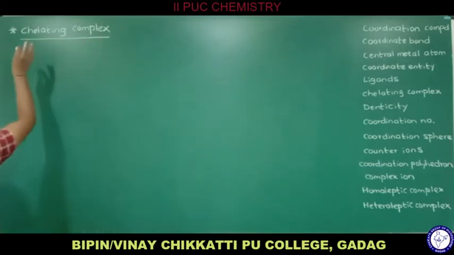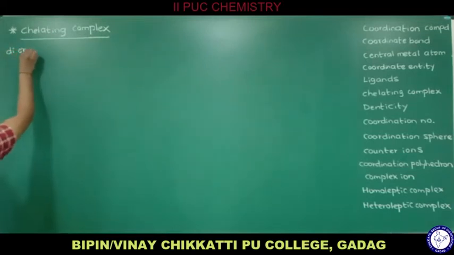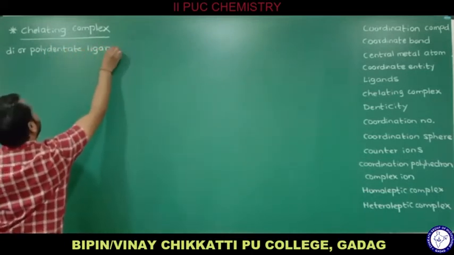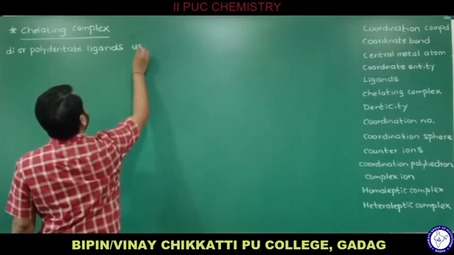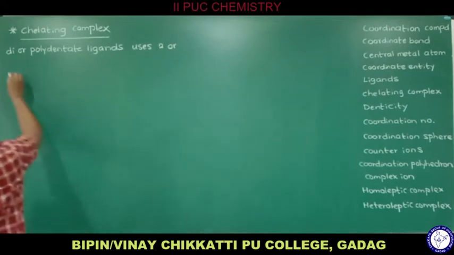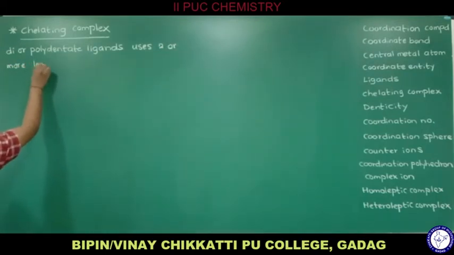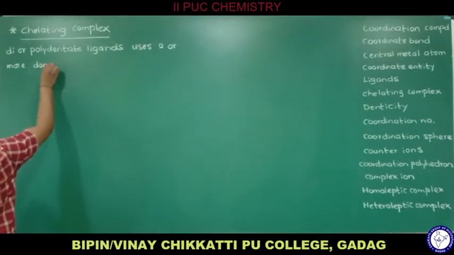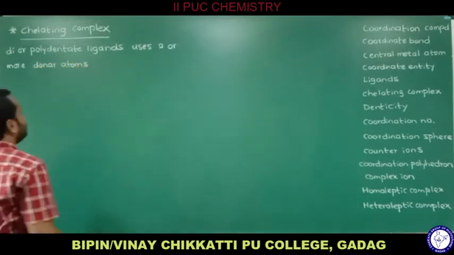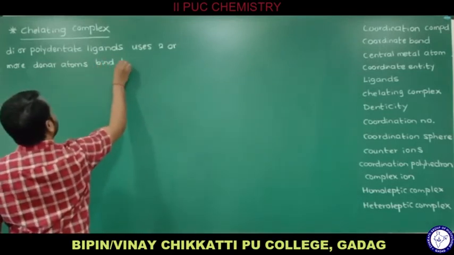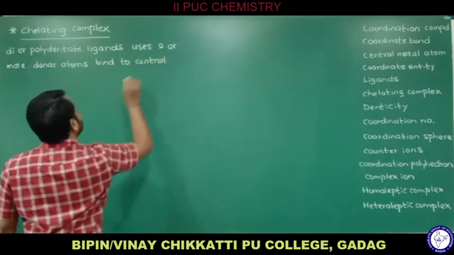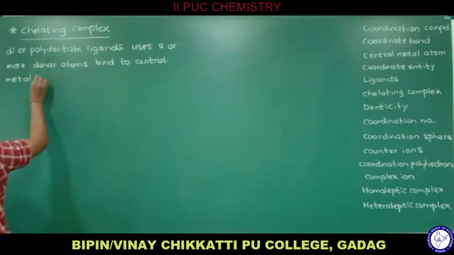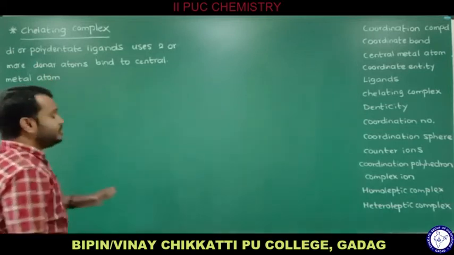Chelating complex. First we'll see what actually chelating ligands are. These are di or polydentate ligands that use two or more lone pairs of electrons. Two or more donor atoms with lone pairs of electrons, which bind to the central metal atom or central metal ion.